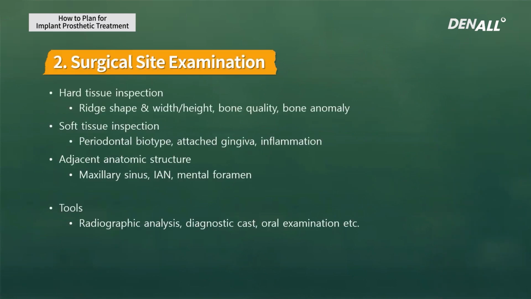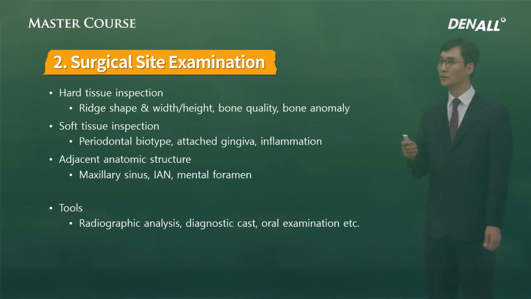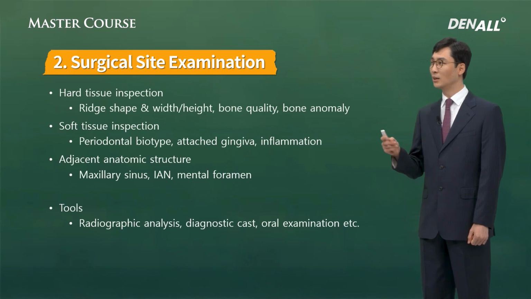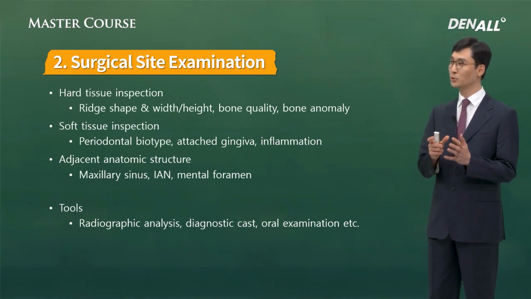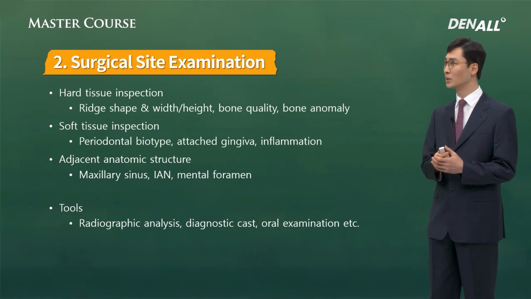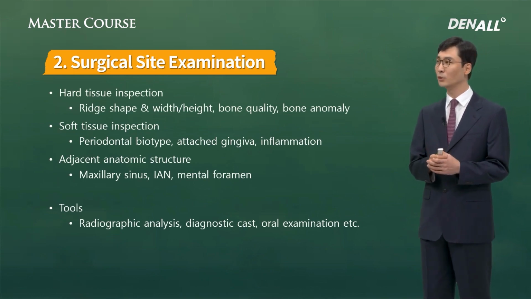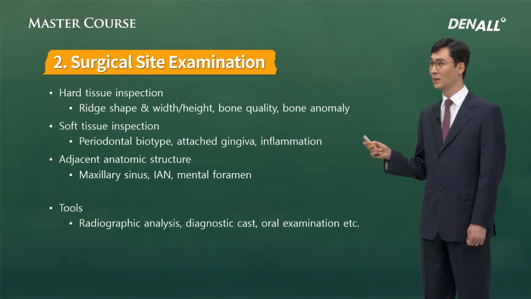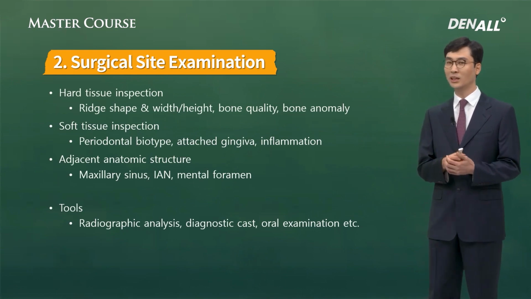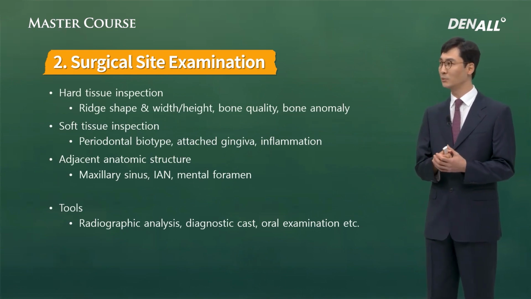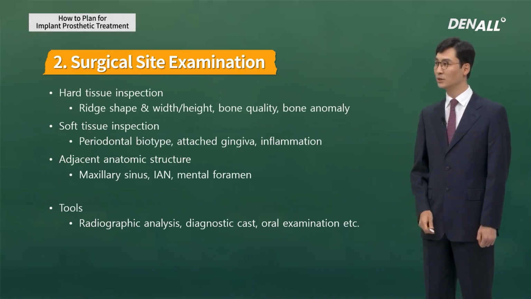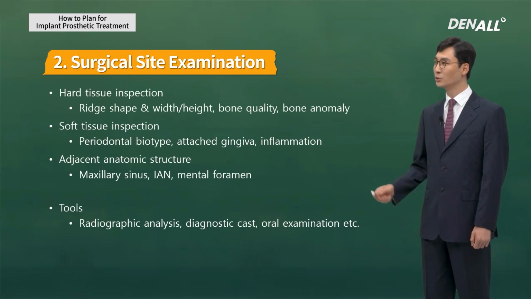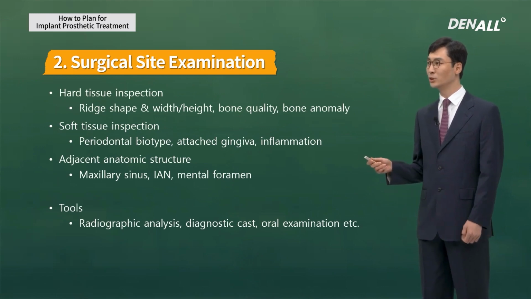Second, you need to do examination on surgical site. Hard tissue inspection such as ridge shape, width, height, bone quality, bone anomaly needs to be examined. Second, soft tissue inspection needs to be done. Periodontal biotype needs to be evaluated. If there is sufficient attached gingiva or inflammation, these need to be considered.